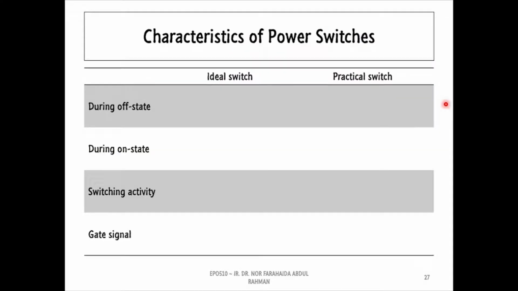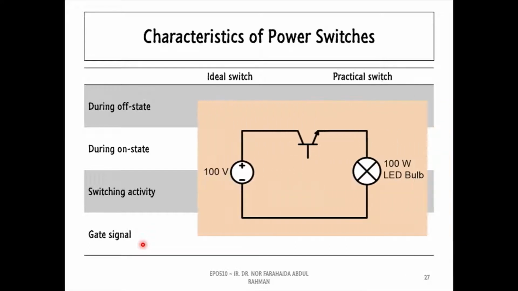In this video, you will learn the voltage and current characteristics of ideal and practical power switches. We will focus on 4 conditions only: during off state or turn off, during on state or turn on, switching activity, and the requirement of gate signal. In all conditions, we will consider a basic circuit consisting of a power switch, voltage supply, and LED bulb.